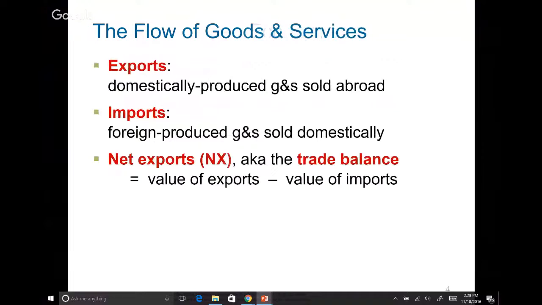All right, so we know this from before: import, export, and also net export. Net export is your export minus import.